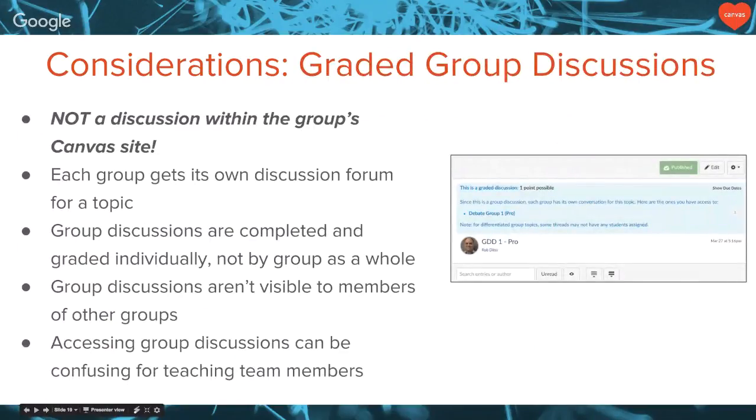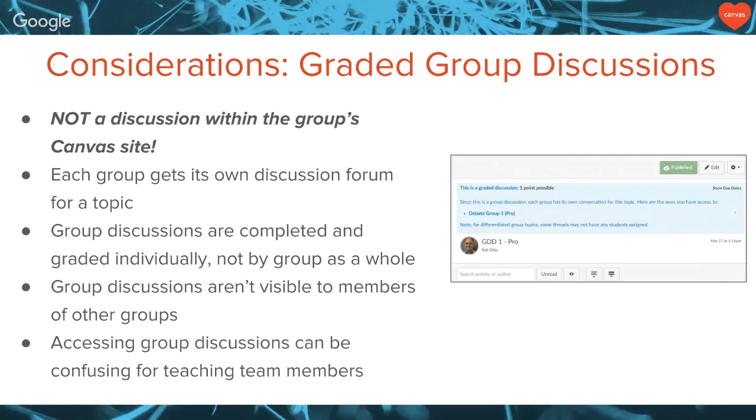And speaking of group discussions, this is another candidate for a type of assignment that you can differentiate and assign to a group. And so here you're getting an interesting intersection among what happens with differentiation and what happens with group discussions. It's important to note that a graded group discussion is not a discussion within a group's Canvas site or Canvas section of a Canvas site. Rather, it is a graded group discussion that exists at the main course Canvas site level.